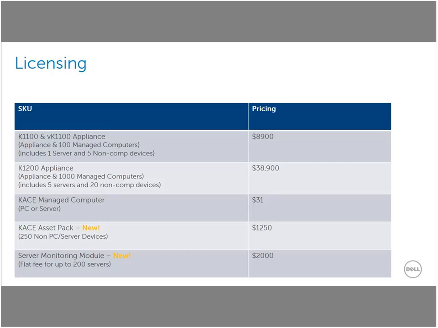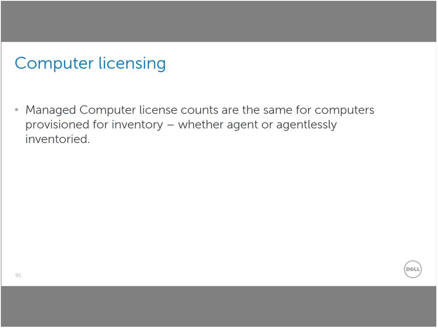So whether it's an SNMP-enabled device or a Chrome device, Chromebook or Chromebox or whatever, you would use these asset packs for that. Above that is the managed computer, whether it's a PC or a server, no matter how you do it, it's going to be $31 per computer, after the initial 100 and all that. Let's get a little deeper into each one of these. The managed computer license counts the same for computers, whether you do it with an agent or agentless inventory.